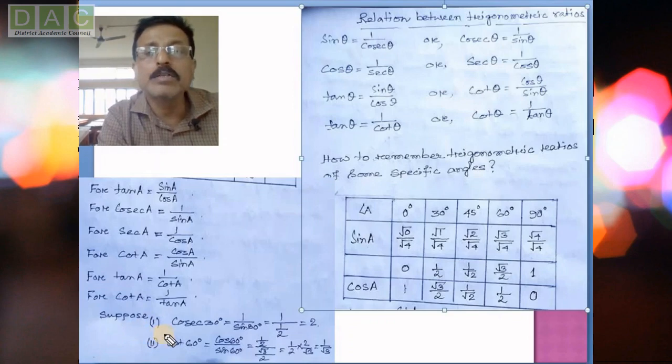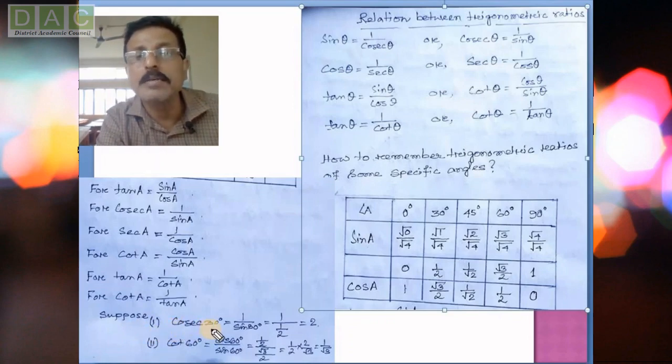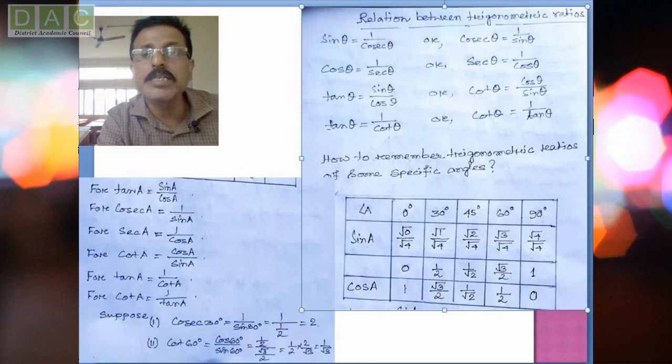Here I am showing 2 examples also. See, cosec 30 degree, you can write 1 by sine 30 degree. Sine 30 degree is half, so 1 by half, arrange it properly, it will be 2. Then cot 60 degree equal to, we know, cos 60 degree by sine 60 degree. Cos 60 degree is 1 by 2 and sine 60 degree is root 3 by 2. Put these here and do the calculation, ultimately you'll get 1 by root 3. So cot 60 degree equal to 1 by root 3. In this way you can find out.